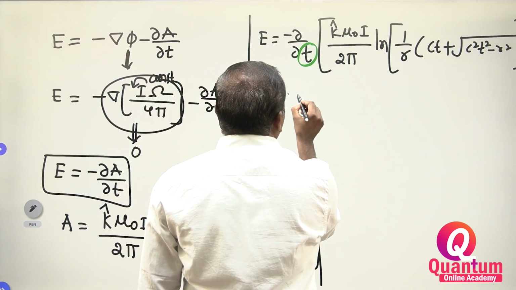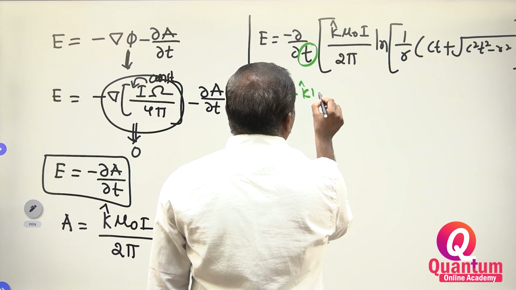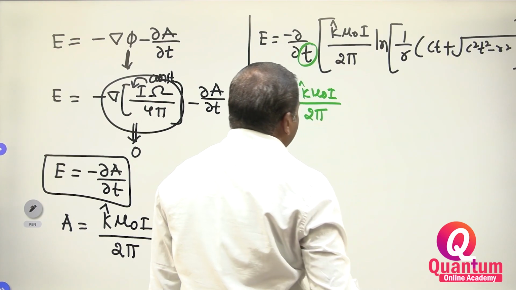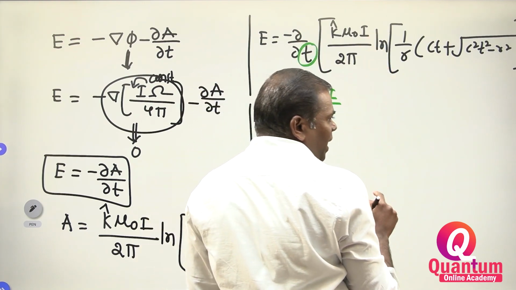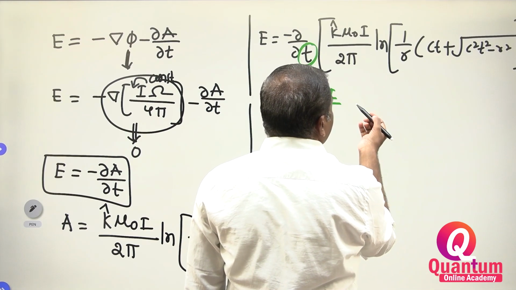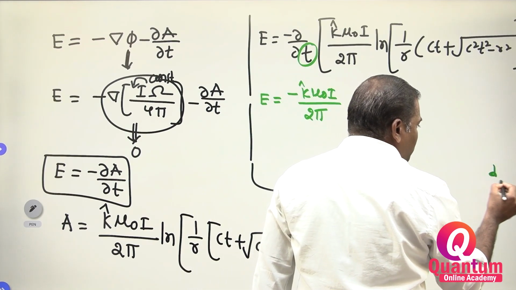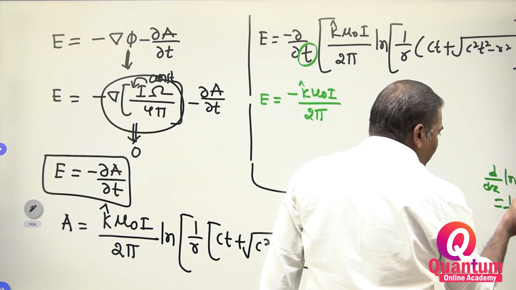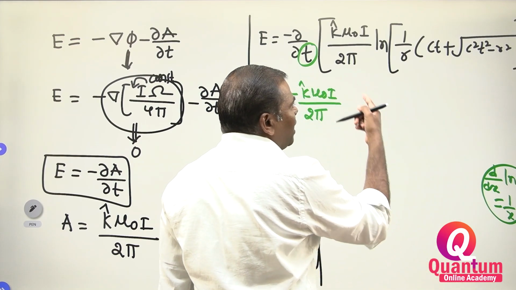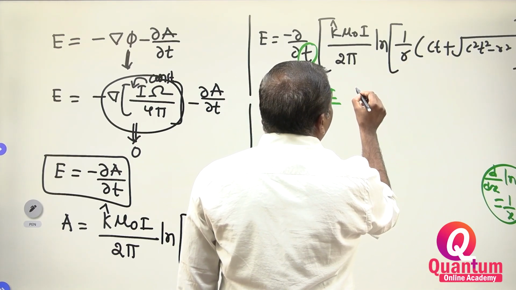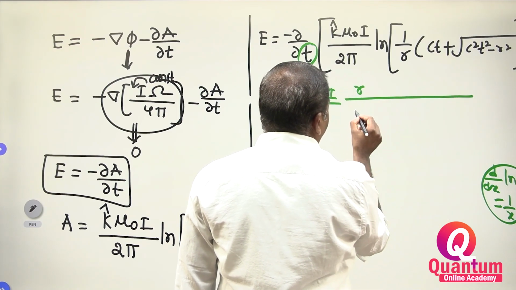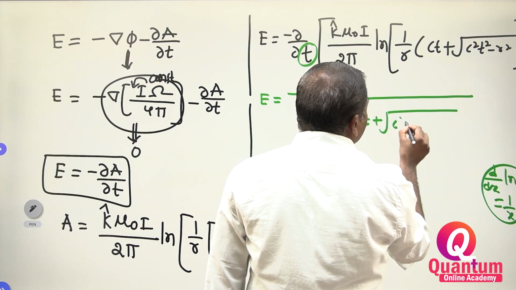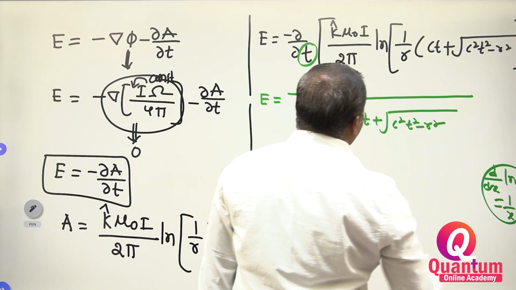E = -k̂ μ₀I/2π, these are all constants, times d/dt of ln x. Now d/dx of ln x is 1/x. From this we take r divided by something; I am writing the reverse: r divided by (ct + √(c²t² - r²)).